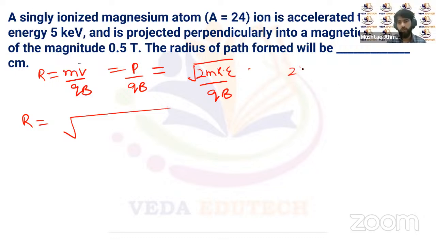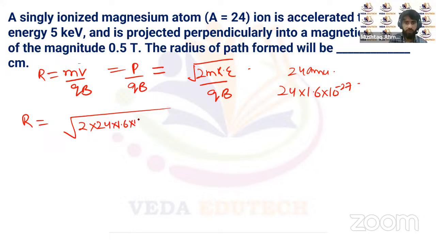24, it will be 24 atomic mass units, right? We can write it as 24 into 1.6 into 10 to the power minus 27 kg. So this much will be the mass of this atom. We can substitute the value of this, that will be 24 into 1.6 into 10 to the power minus 27.